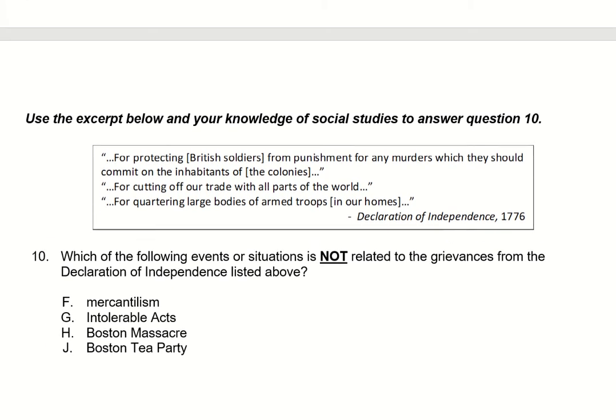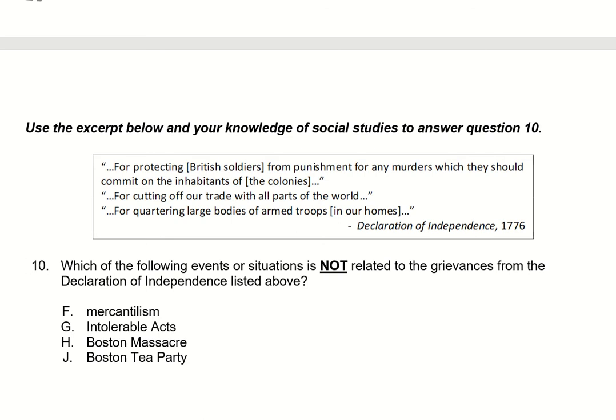Use the excerpt below and your knowledge of social studies to answer question 10. For protecting British soldiers from punishments for any murders which they should commit on the inhabitants of the colonies. For cutting off our trade with all parts of the world. For quartering large bodies of armed troops in our homes.